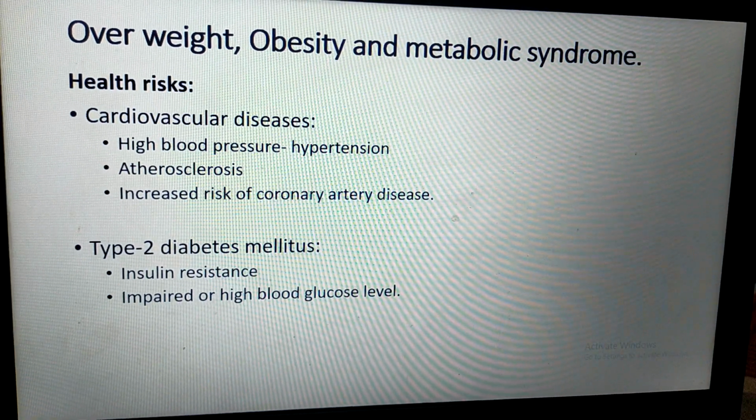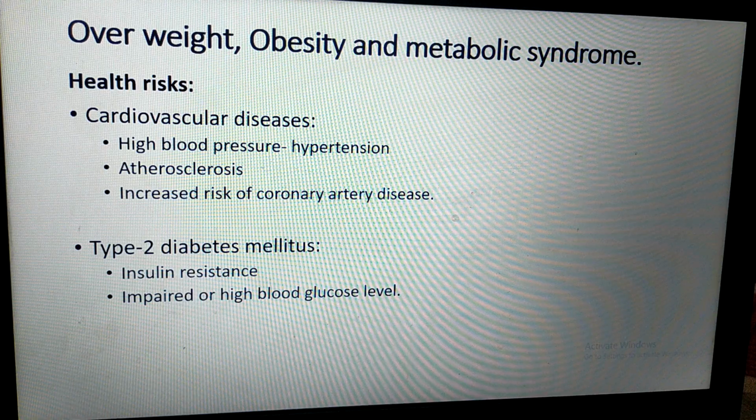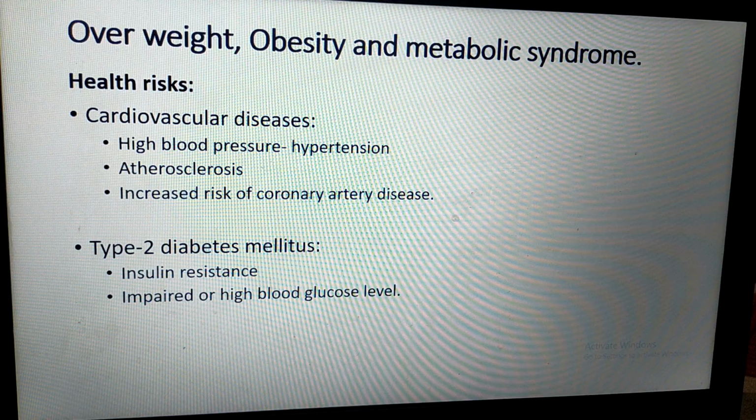Now coming to the health risks. First, cardiovascular disease. As the persons are having high blood pressure, that is hypertension, and due to the presence of dyslipidemia, these persons have more risk of developing atherosclerosis. So hypertension and atherosclerosis increase the risk of coronary artery disease, and this coronary artery disease leads to cardiovascular disease. Next is type 2 diabetes mellitus. Due to insulin resistance, impaired blood glucose level or high blood glucose level is seen, and this will lead to type 2 diabetes mellitus.